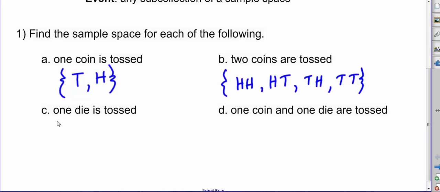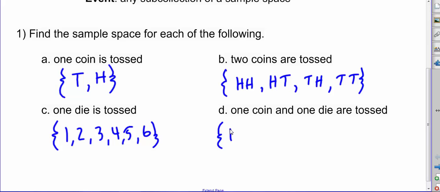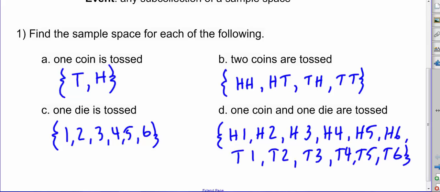Okay, one die is tossed, so that, assuming it's a six-sided situation, we'd have 1 through 6 as our possibilities, like that. And then we have one coin and one die, so I would look at it this way. We could go heads and 1 through heads and 6, so we're going to have 6 possibilities with heads, and we'd have the same 6 possibilities with tails, just T instead of H. And now you can see the list of 12 for the sample space for a coin and one die.